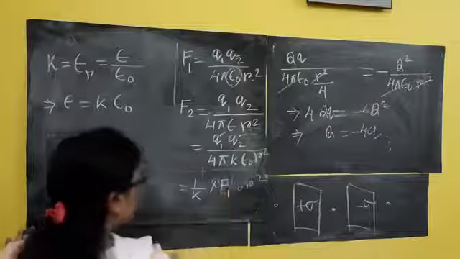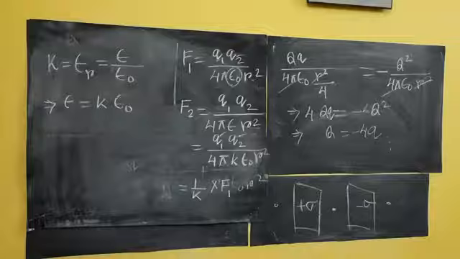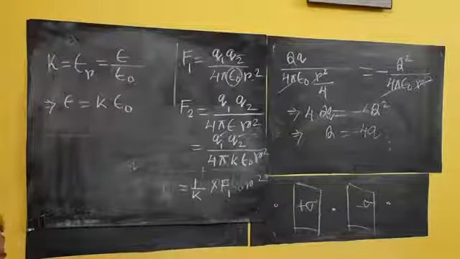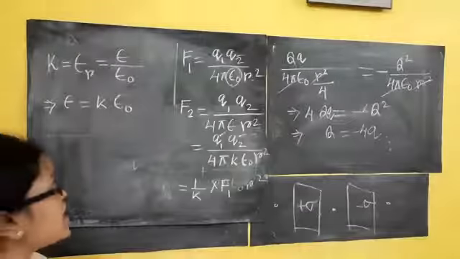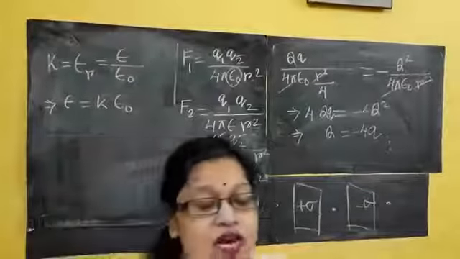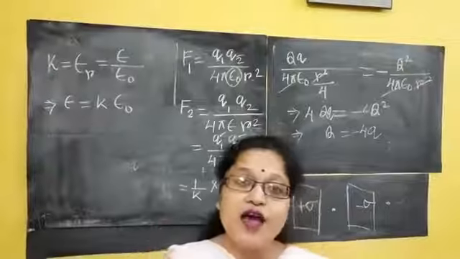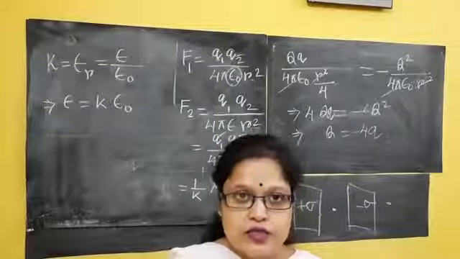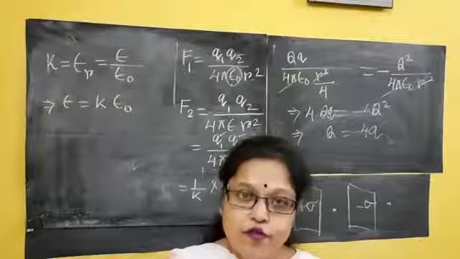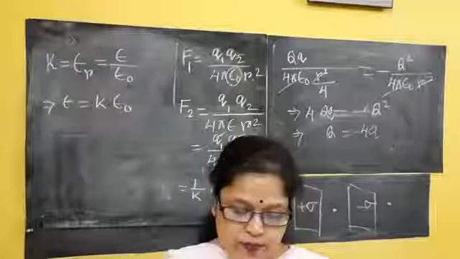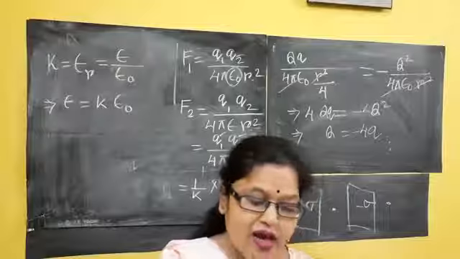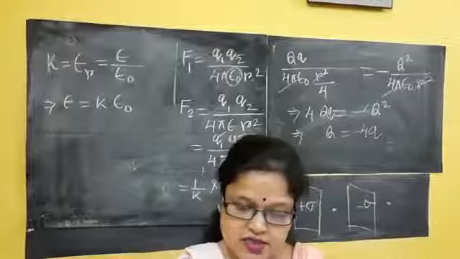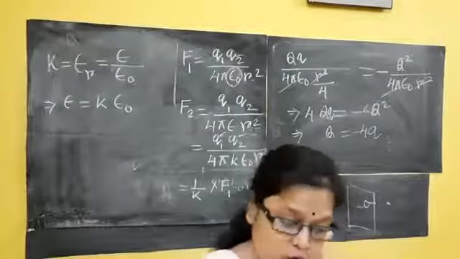So F2 equals F1 by K. More the value of the dielectric constant, the less the electric force. Means if the two charges are kept in a dielectric medium instead of air, depending on the value of the dielectric constant, the force between the two charges will change. Clear? So the greater the dielectric constant K, the less the force between two charges. Done.